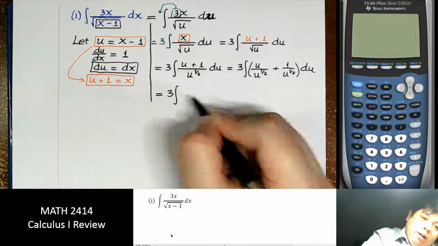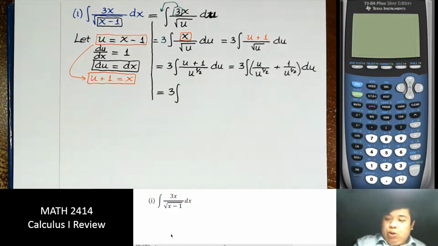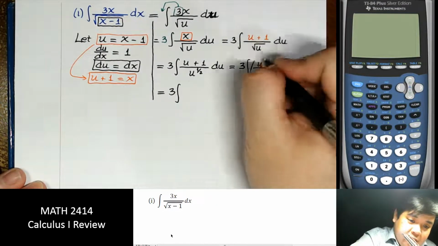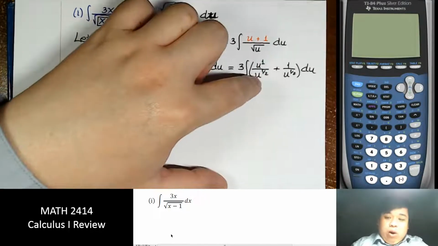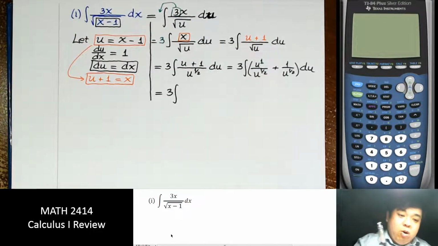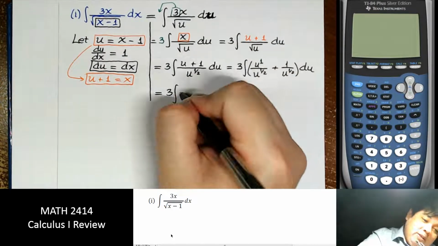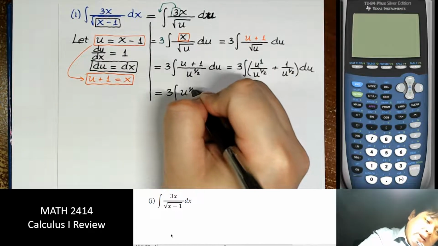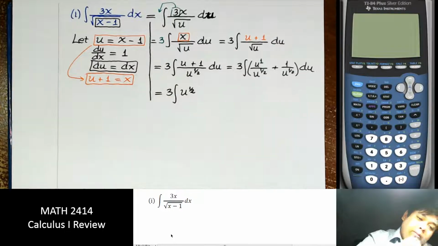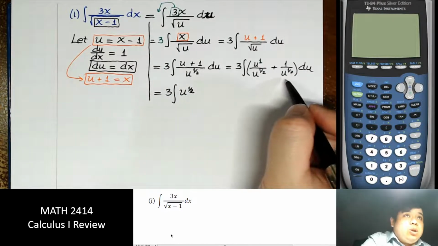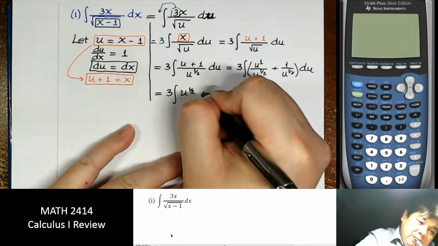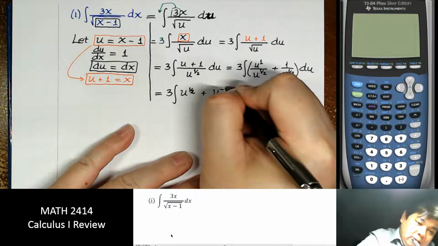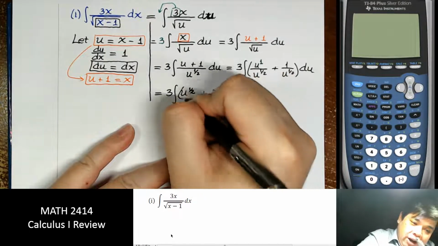Now, u over u to the 1 half, by default, this is to the first power, this is to the first power, and when we divide them, we subtract the exponent. 1 minus 1 half is 1 half. U to the 1 half at the bottom, move to the top, then 1 half.